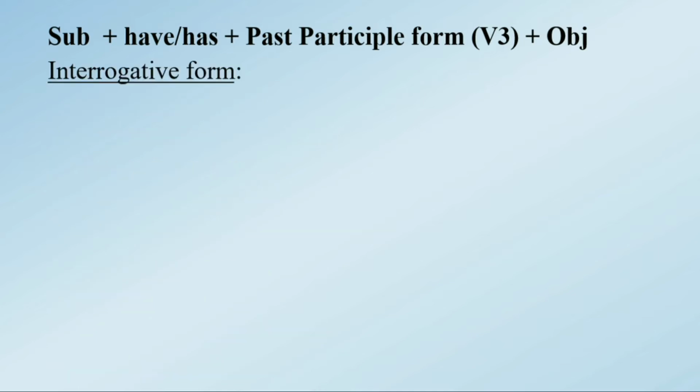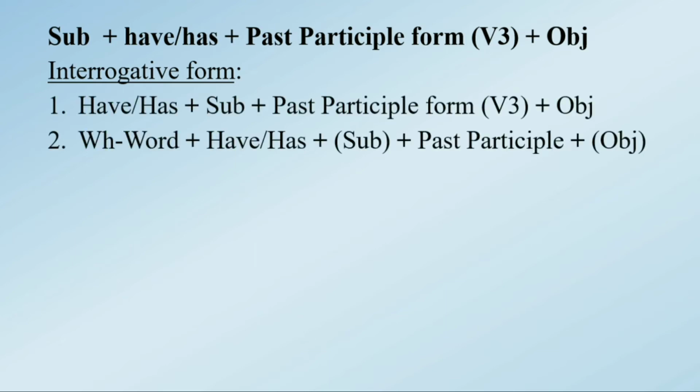Next, interrogative form. First, remember the structure, the same: subject, have or has, past participle form plus object. Basing on this, we can frame an interrogative sentence and it is very easy. Framing an interrogative sentence is very easy. Just remember the formula, just as we implemented in present continuous and of course simple present.